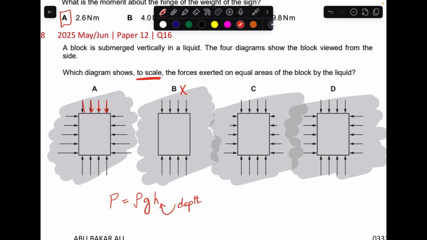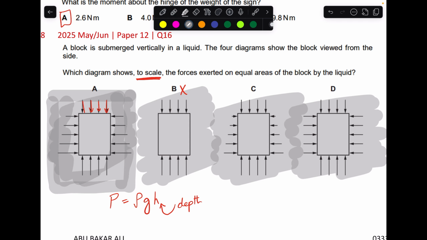If this is the liquid surface, if I draw it like this, if this is some container, you can imagine all of them have the same depth in the liquid. They have the same depth, so all these points should have the same pressure.